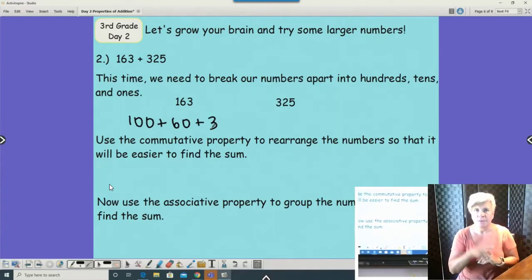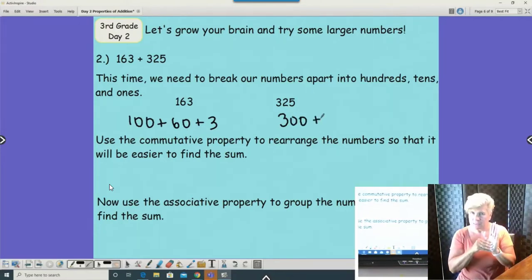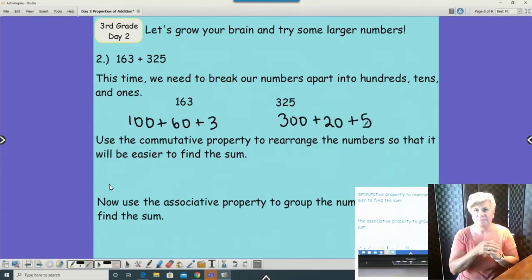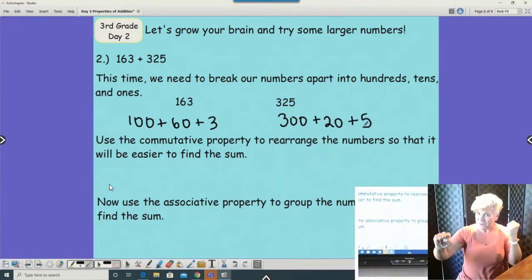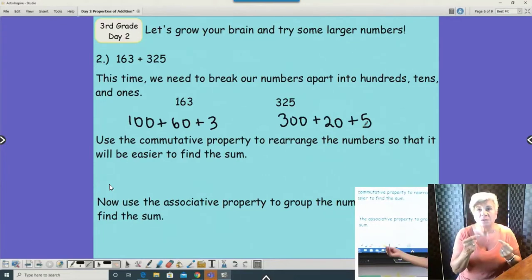Let's do this one, 325. Well, it looks to me like I've got 300 plus, what are you thinking? 20, good, plus 5. That's that expanded form again that we were talking about last time. Okay, so we've broken them apart. The next step is to use commutative property. Remember, we can switch the order any way we want. So let's put all those ones that are similar together.